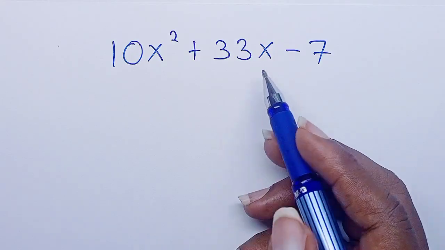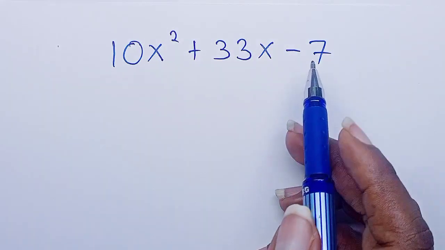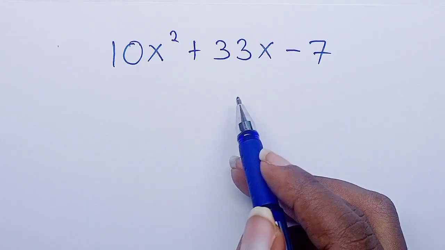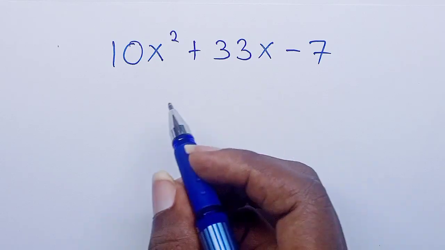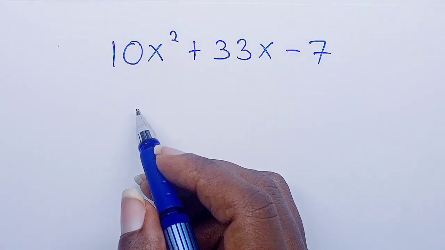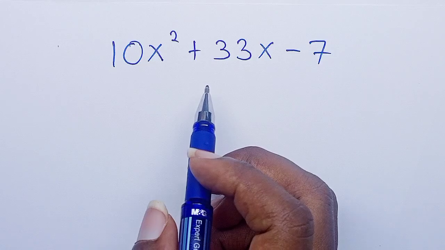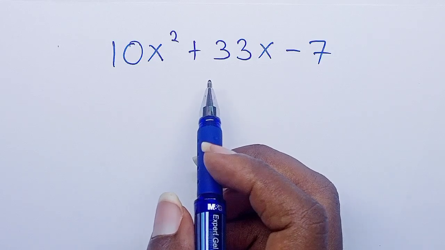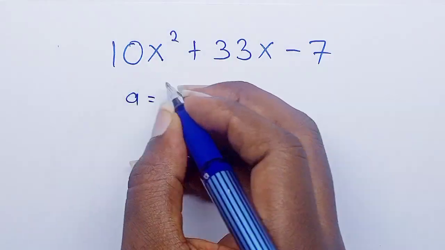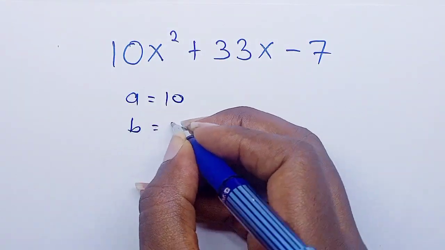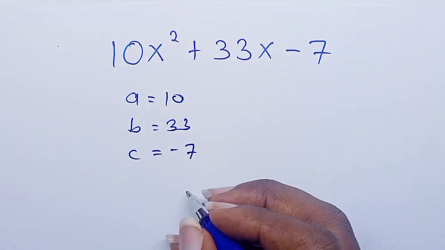Let's look at another example. If we have 10x squared plus 33x minus 7, we are required to find the factors of this. Using the AC method, the first step is to factor out any common terms. As you can see here, we don't have any common terms. The next step is to identify the values of A, B, and C. So our A in this case is 10, B is 33, and C is negative 7.